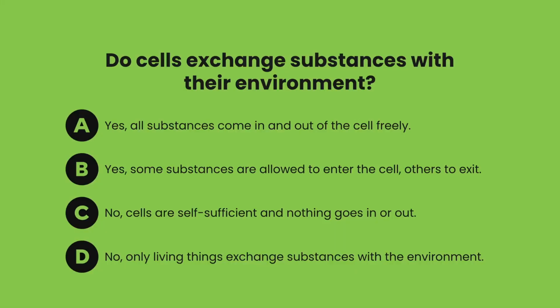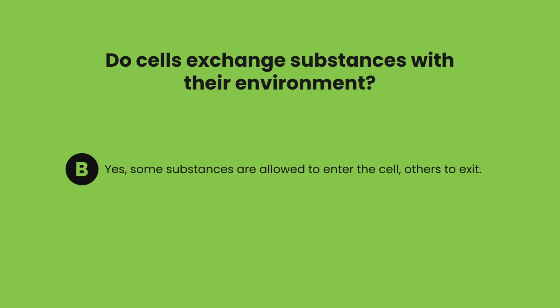Let's see how we're doing so far. Do cells exchange substances with their environment? A, yes, all substances come in and out of the cell freely? B, yes, some substances are allowed to enter the cell, others to exit? C, no, cells are self-sufficient and nothing goes in or out? D, no, only living things exchange substances with their environment. The answer is B. Some substances are allowed to enter the cell, others to exit.